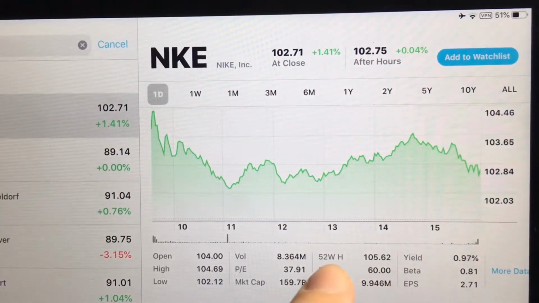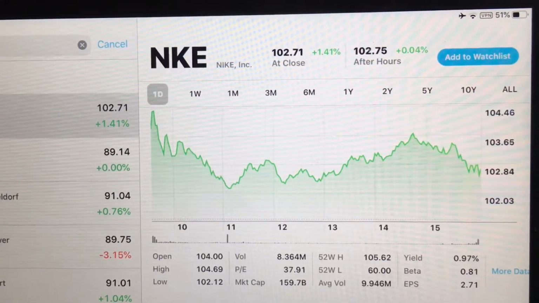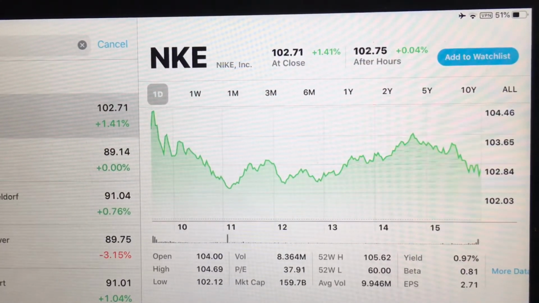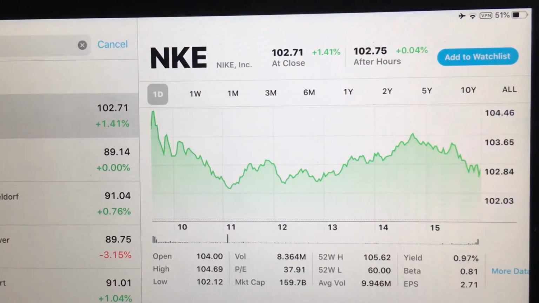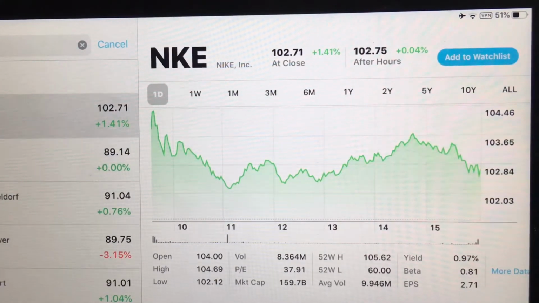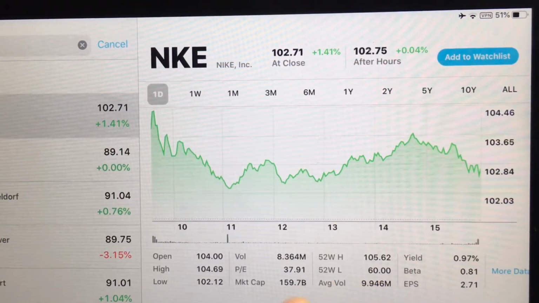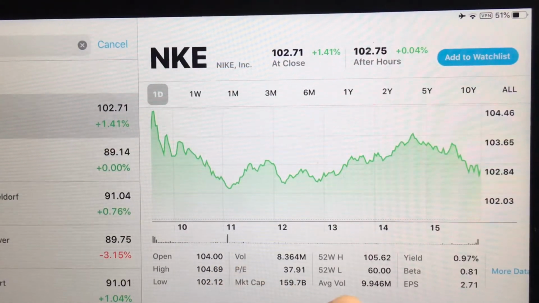52-week high, which is here, is the highest price that the stock made in the past 52 weeks. Now bear in mind they calculate this on the prices at the end of the day, so when the market closes, and 52-week low is also the lowest that it was. So the lowest at the market close over the last 52 weeks was $60. The average volume, again, just relates to what we were talking about with the volume, so that's over the year.